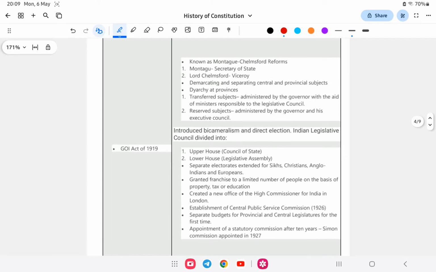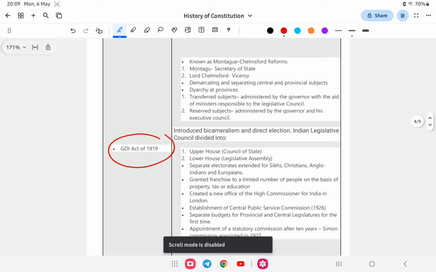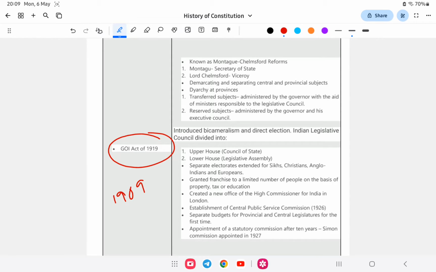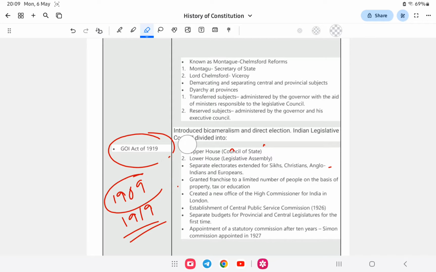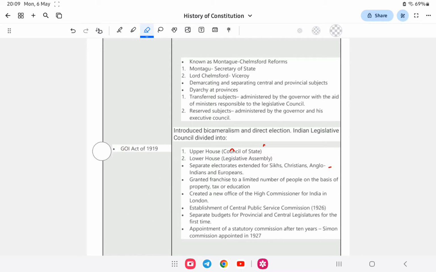Next is 1909, that is the Government of India Act 1909. The Indian Councils Act of 1909 is the most short-lived legislation in India, meaning it did not even last two years before the rule was changed.